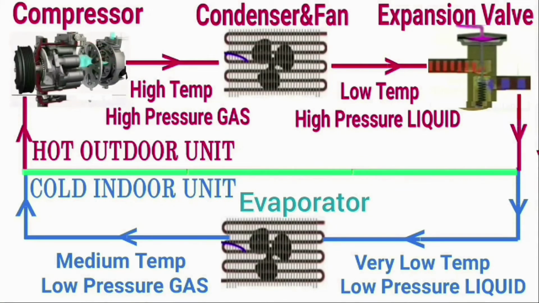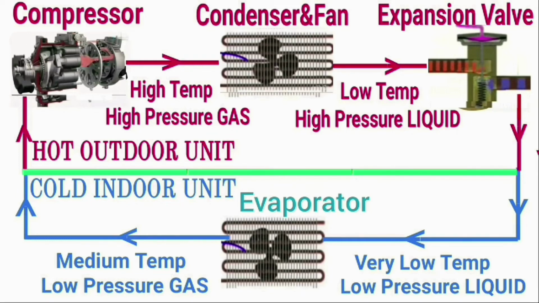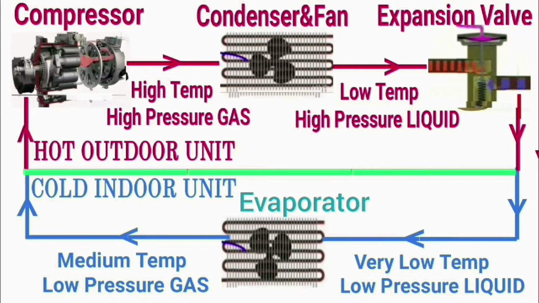Medium temperature low pressure gas from evaporator comes to compressor and is subjected to high pressure, which raises its temperature in terms of Gay-Lussac's law. It needs to be compressed so that the temperature can be raised to a level higher than that of outside air to enable it to transmit the heat to the colder air in terms of second law of thermodynamics.